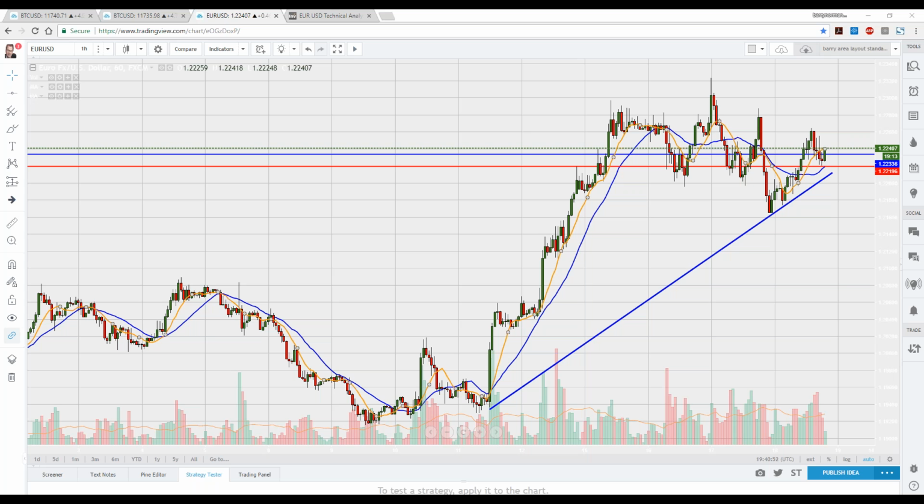When they cross over each other, they generate buy and sell signals. So when the slower moving average crosses the faster moving average, it generates a sell signal. When the faster moving average crosses the slower moving average, it's considered to issue a buy signal.